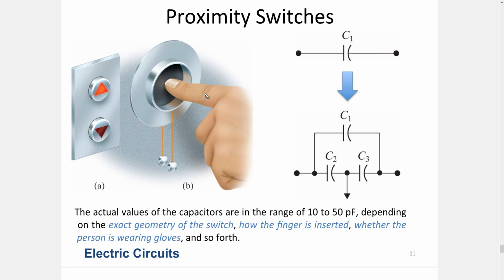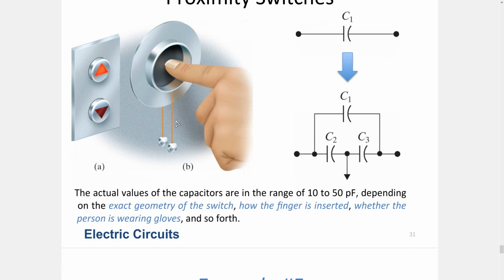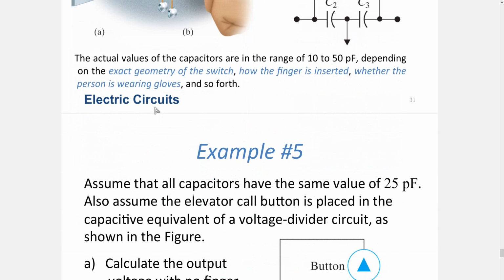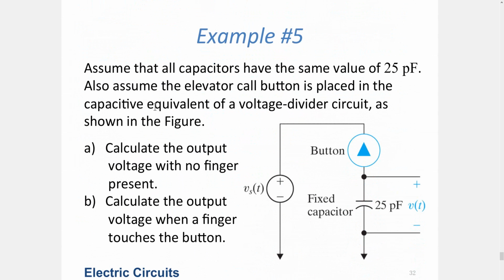Now, typically, the actual values of capacitors are in the range of 10 to 50 picofarads, depending on the geometry of the switch and how the finger is inserted, and whether the person has gloves and so forth. There are different conditions, but more or less it's in the range of 10 to 50 picofarads.